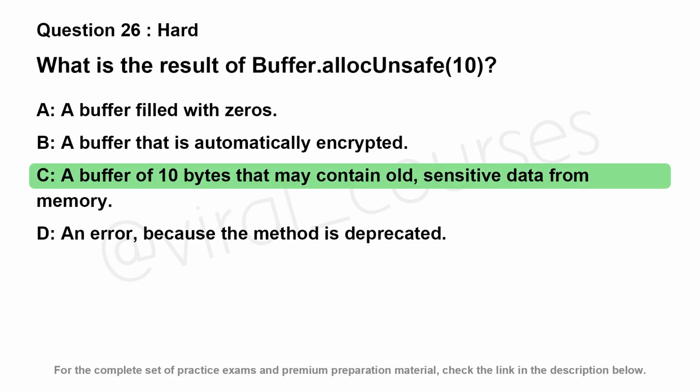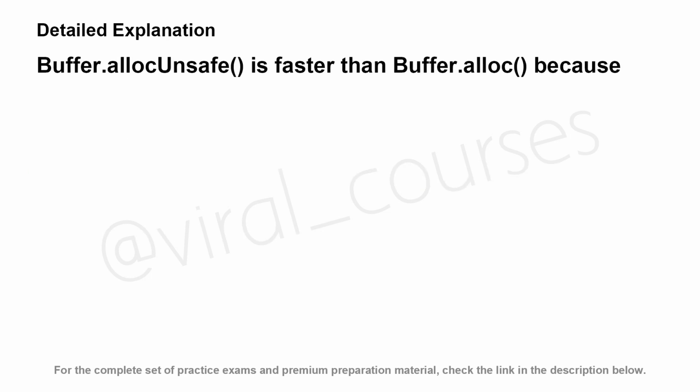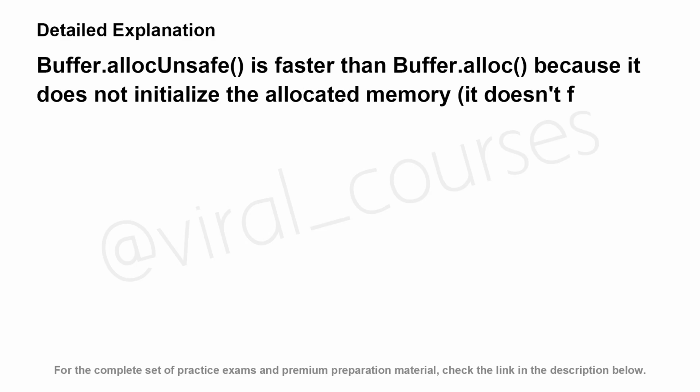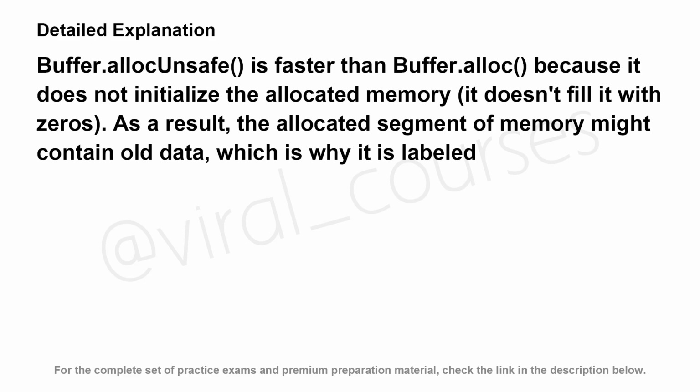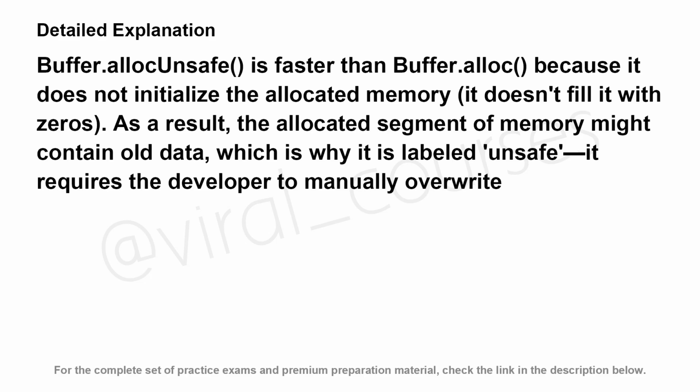The correct answer is C. Buffer.allocUnsafe is faster than Buffer.alloc because it does not initialize the allocated memory. It doesn't fill it with zeros. As a result, the allocated segment of memory might contain old data, which is why it is labeled unsafe. It requires the developer to manually overwrite the data before reading.